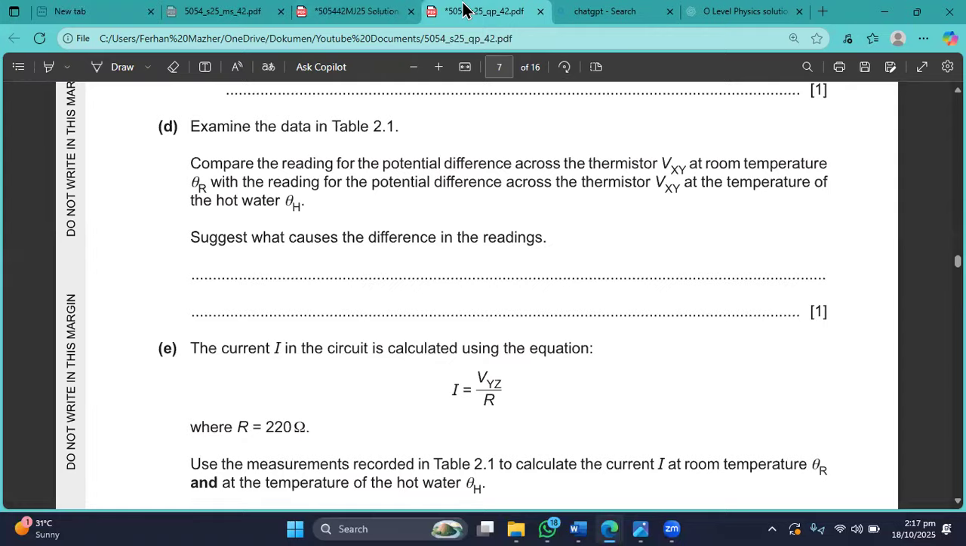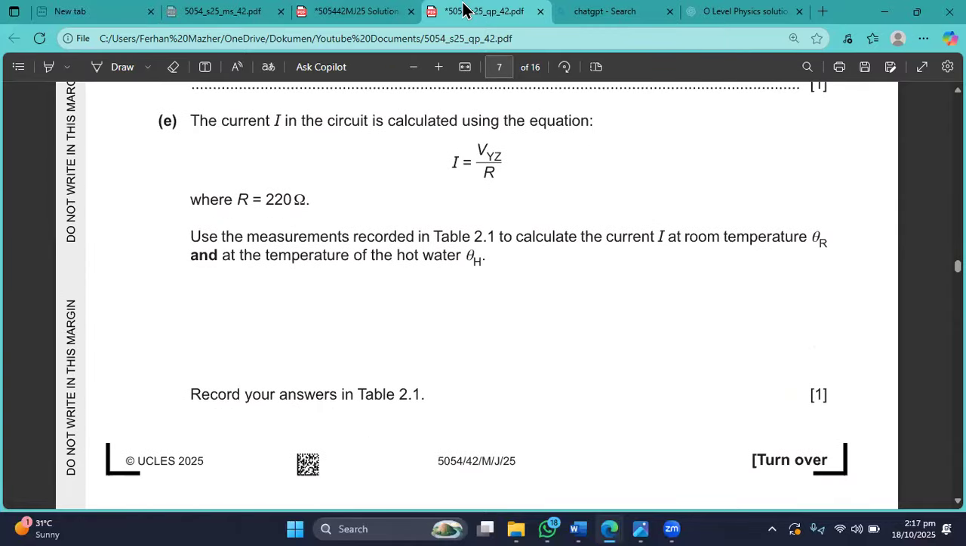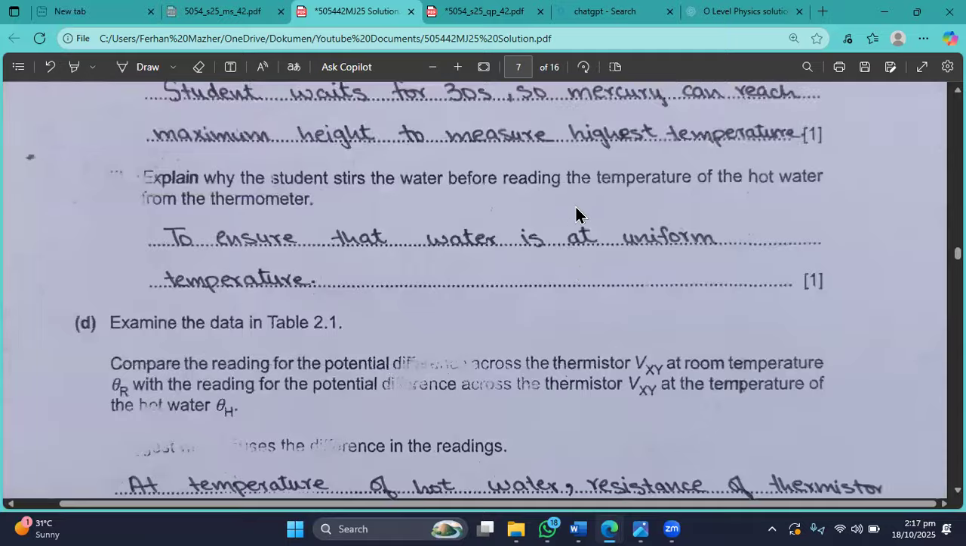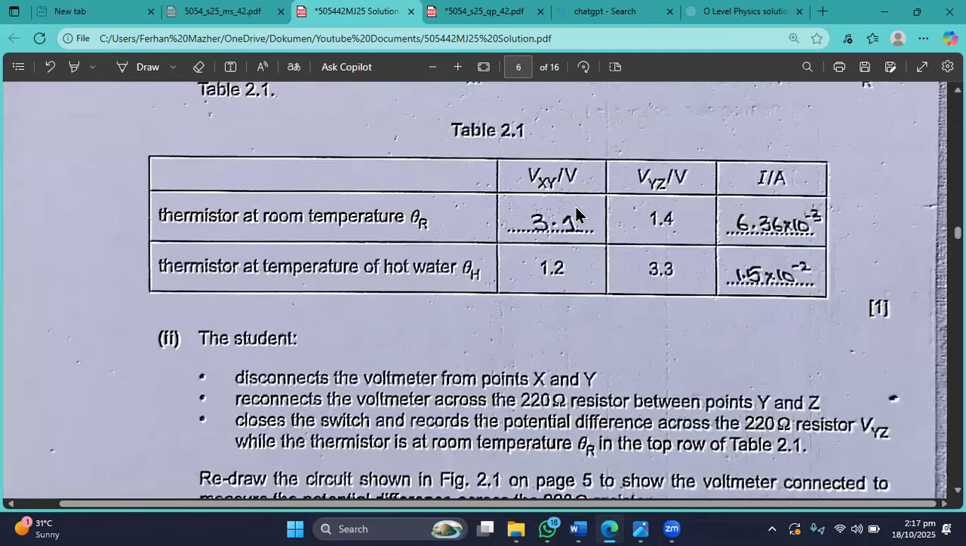The E part says the current I in the circuit is calculated using the equation I is equal to Vyz divided by R, where R is 220 ohm. Use the measurements recorded in table 2.1 to calculate the current at room temperature and at the temperature of the hot water. So I can calculate the value of I. Let me show you the table.